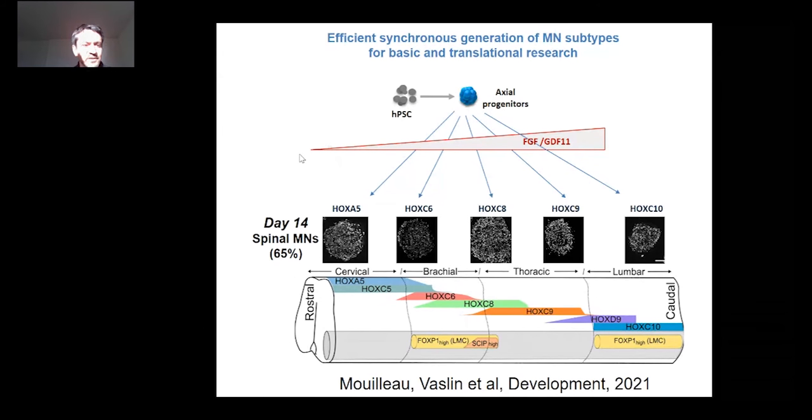Finally, a second important aspect of the work is the development of differentiation strategies to synchronously and efficiently generate specific motor neurons that display differential vulnerability in disease, which is an important step toward further understanding of these diseases.